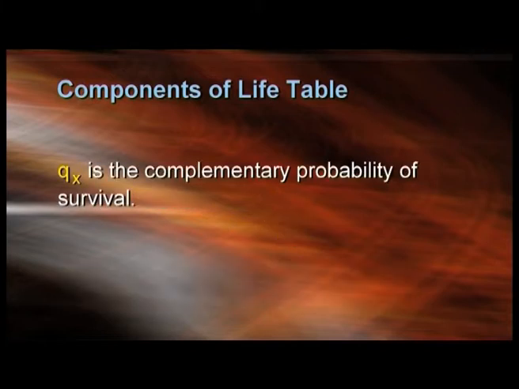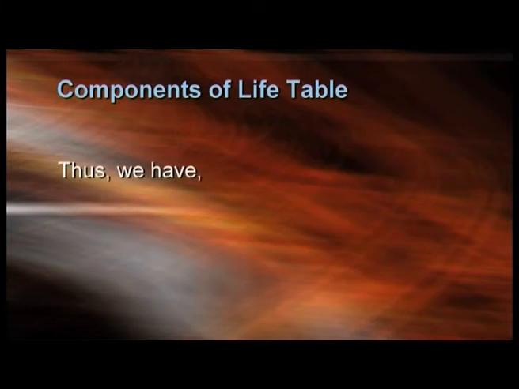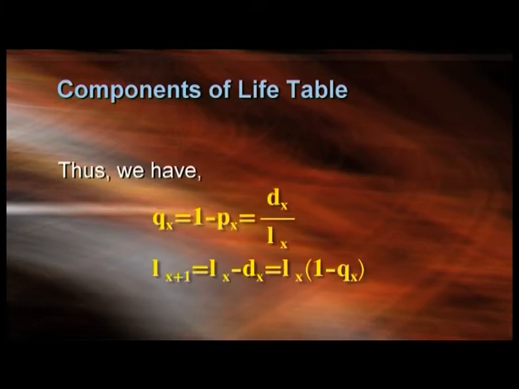Q of x is the complementary probability of survival, that is, Q of x is the probability that a person of exact age x will die within 1 year following the attainment of that age. Thus, we have Q of x is equal to 1 minus P of x, which is equal to D of x divided by L of x. Also, we know that L of x plus 1 is equal to L of x minus D of x, which can also be written as L of x into 1 minus Q of x, which can also be written as L of x into P of x.